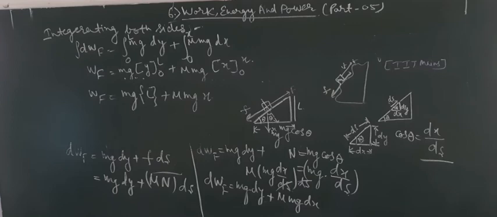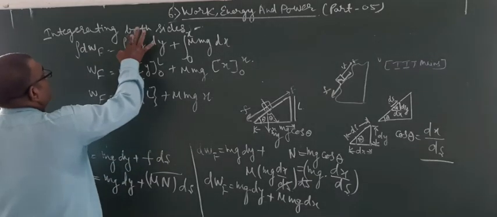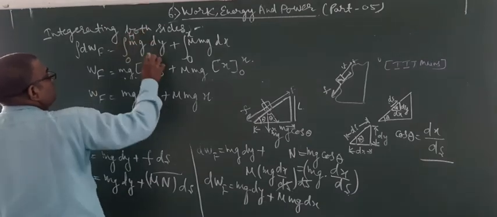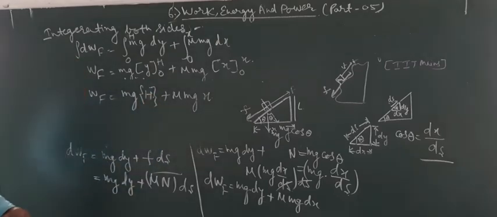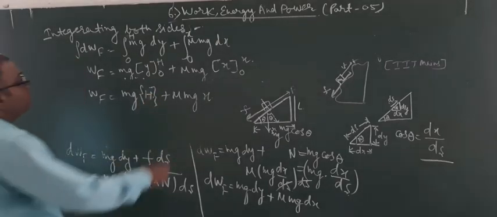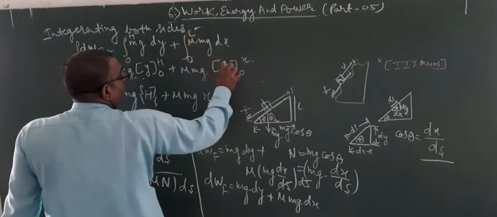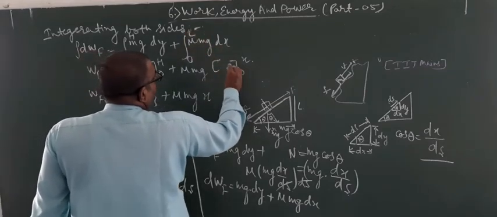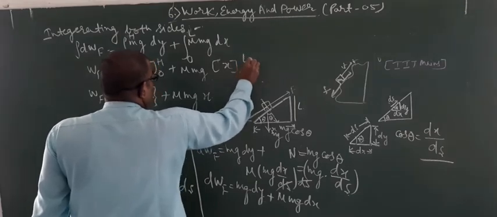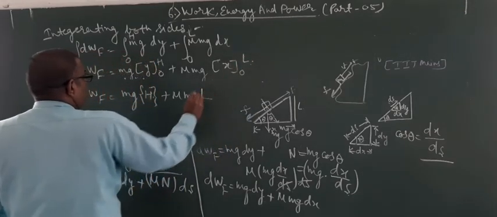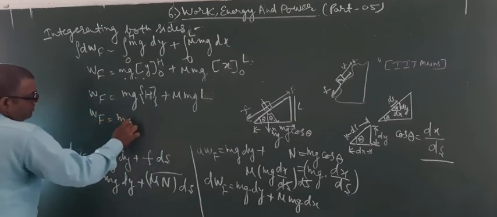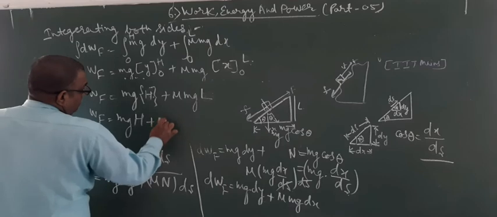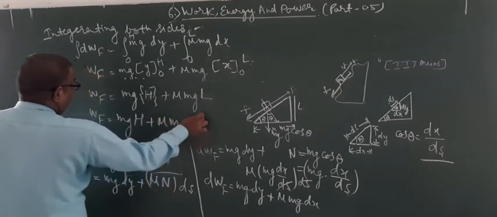If we suppose the height is h, and the distance x goes from 0 to L, so it is equal to L. So net work done is equal to mgh plus mu mg L.